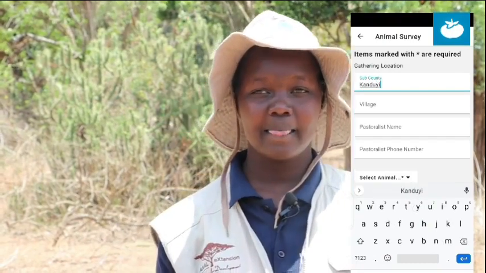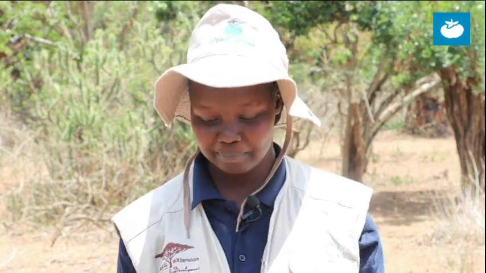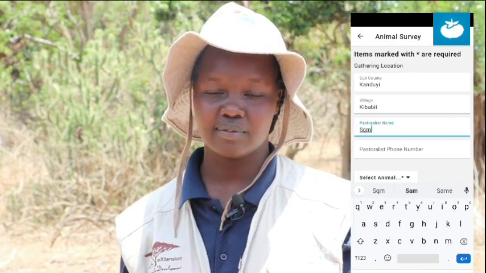So then you start filling. For the GPS, it will capture automatically. For the county, you start by filling the sub-county, the name of the village, and the pastoralist name. The name of the village is where the pastoralist comes from, not where you come from. Then you fill in the pastoralist name, and then the pastoralist phone number.